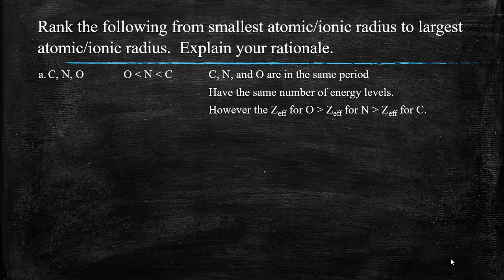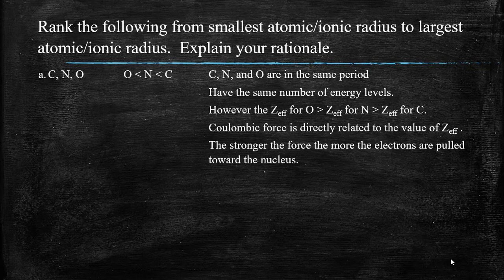Because oxygen has the most protons in its nucleus, it has the largest effective nuclear charge. Carbon, having the fewest protons in its nucleus, has the least effective nuclear charge, and the effective nuclear charge for nitrogen is in the middle. Coulombic force is directly related to the value of the effective nuclear charge. The stronger the Coulombic force, the more the electrons are pulled towards the nucleus. For that reason, an oxygen atom is smaller than a nitrogen atom, which is smaller than a carbon atom.